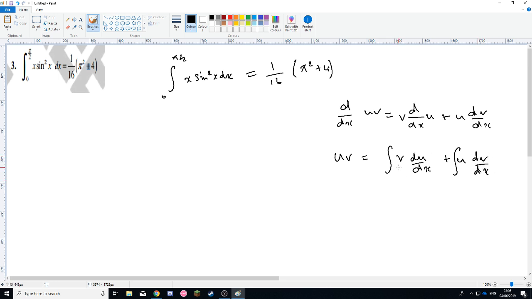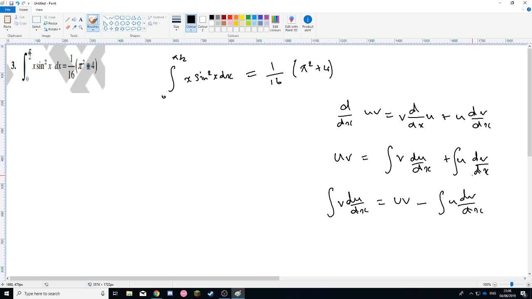And if you make any one of these a subject, you can say that the integral of v du by dx is equal to uv minus the integral of u dv by dx. That's where this comes from: the product rule, differentiated, integrated and rearranged. So we can see that if you let one of these functions be v, then you can differentiate that and you don't have to worry about integrating v. You only have to integrate dv by dx.